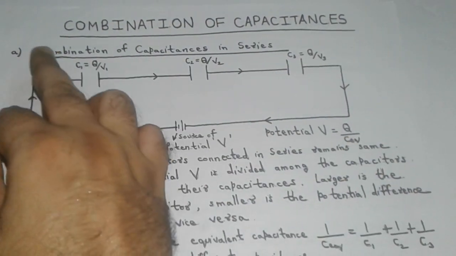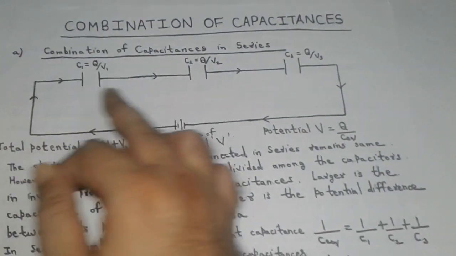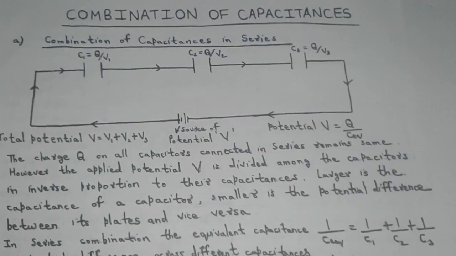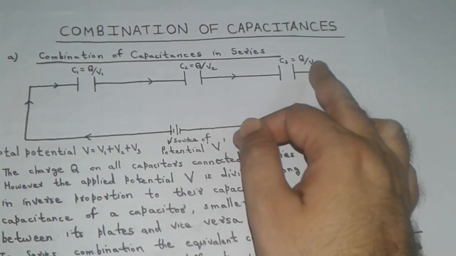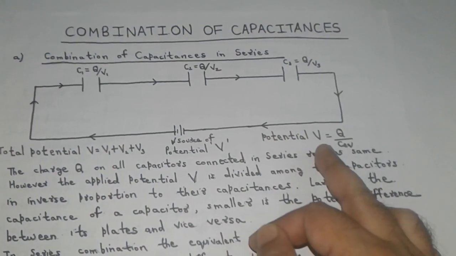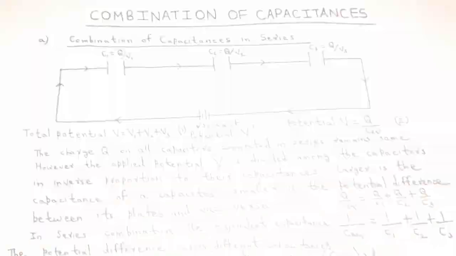If C equivalent is the equivalent capacitance in series combination of capacitors, then total potential V supplied by the source is given by V is equal to Q upon C equivalent.